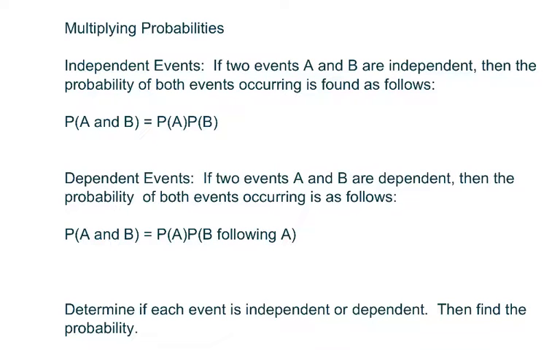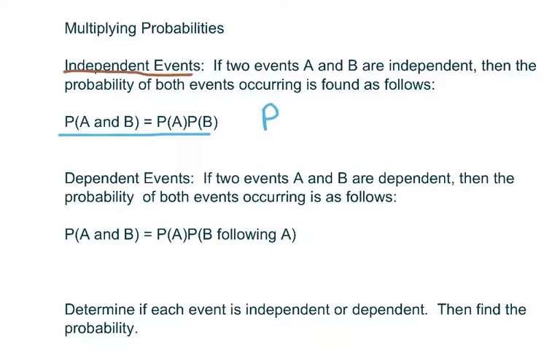Hi everyone, we're going to talk about multiplying probabilities, and there are two terms you need to know about, and that is independent events. If two events A and B are independent, then the probability of both events occurring is found as follows. Now you've probably seen this before, and we actually did it in a previous video.